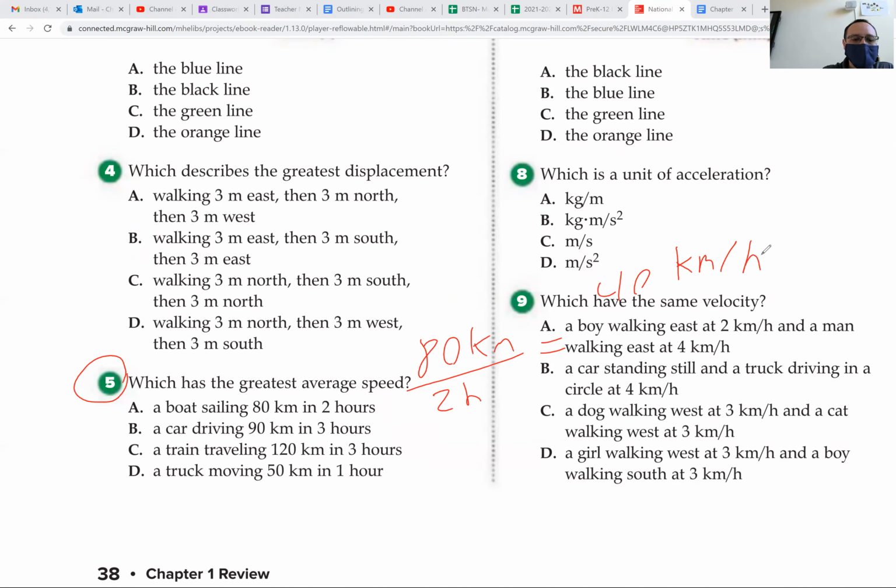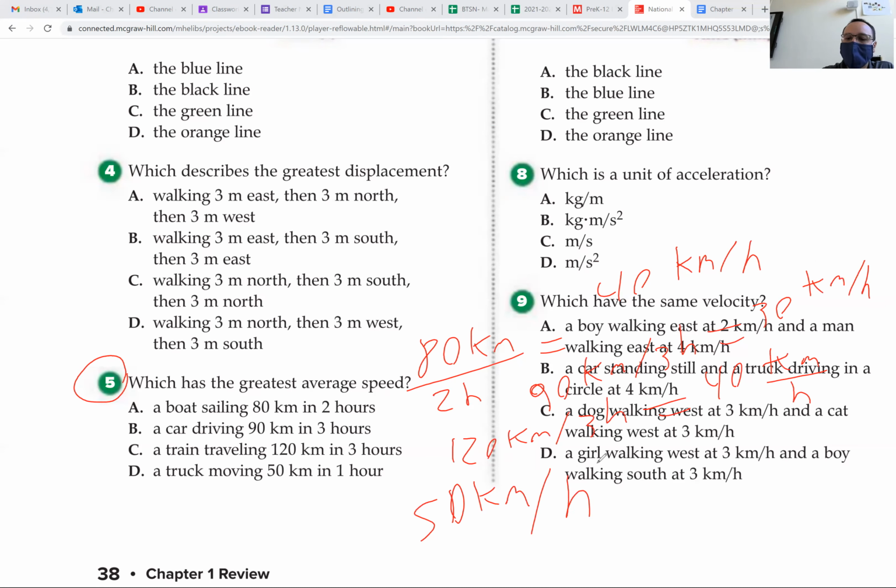kilometers per hour. Car driving 90 kilometers in 3 hours. Well, 90 kilometers over 3 hours equals 30 kilometers per hour. Train 120 kilometers in 3 hours. So 120 kilometers in 3 hours equals 40 kilometers per hour. And then finally, a truck, 50 kilometers in an hour. 50 is greater than 40 and 30 and 40. So D is the correct answer. Any questions about number 5?